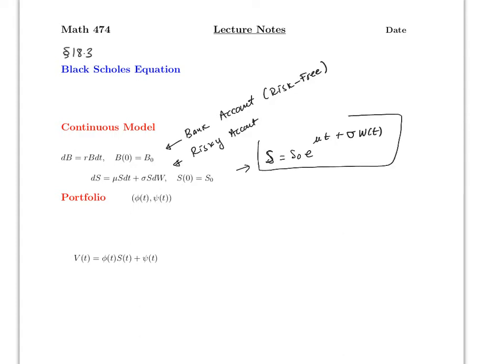And remember, this was under the market probability, and this formula was slightly different if we were using the martingale probability measure. The main difference is that in continuous time we're dealing with differential equations. So this is a regular first order differential equation, an ODE, and this is a stochastic differential equation. Remember that this is equivalent to saying that B_t, the amount in the bank, equals the initial amount times e to the rt, where r is the interest rate.